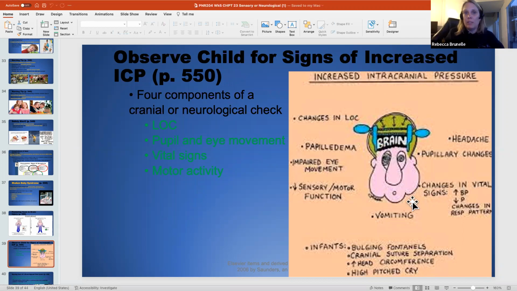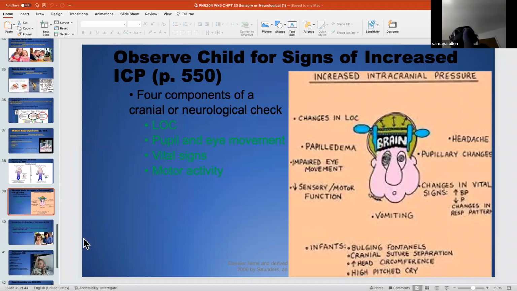Other things that you might see if they have increased intracranial pressure are vomiting, impaired eye movements, being altered, decreased sensory motor function, complaints of a headache. But if you're monitoring vital signs, these three changes together are very concerning.